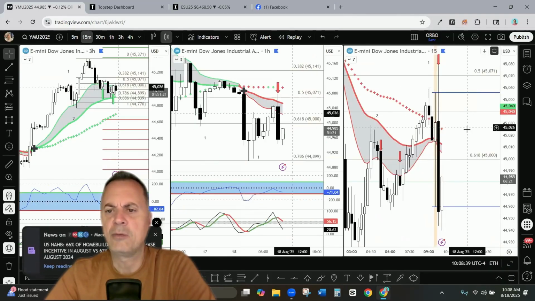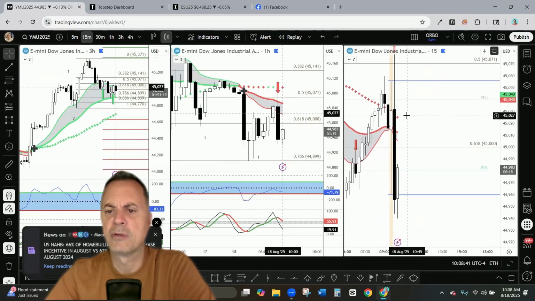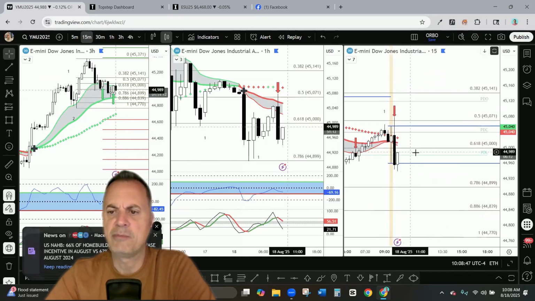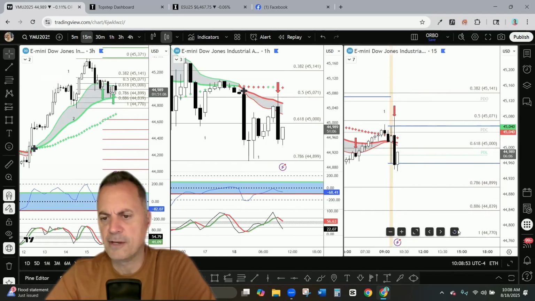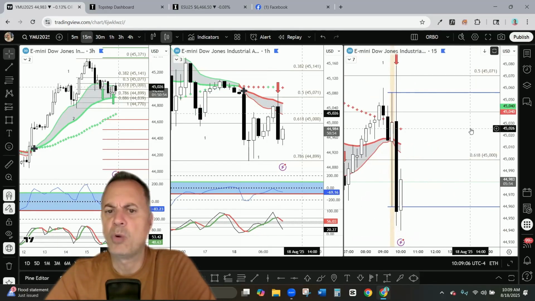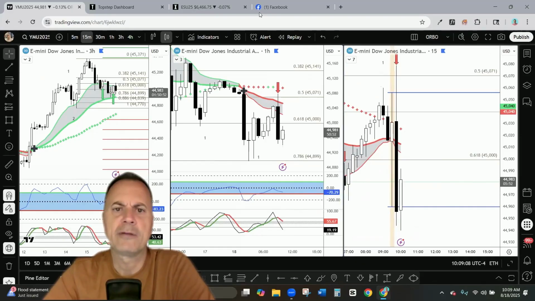Take a look at the Dow. Oh my God, this is terrible. The Dow break to the upside, break to the downside. Now it's pulling back, right? Kind of wild today. I think I'll take the money and run. A bit of a wild ride.